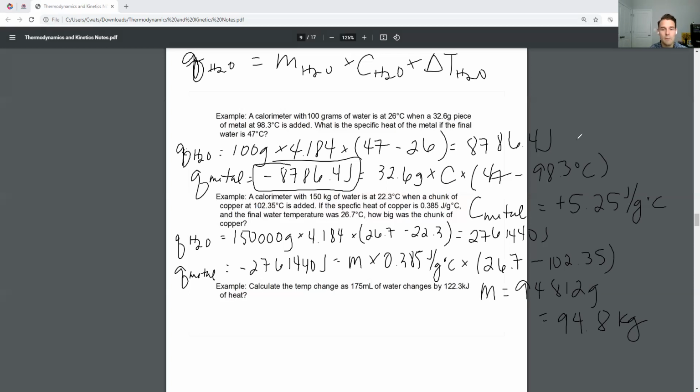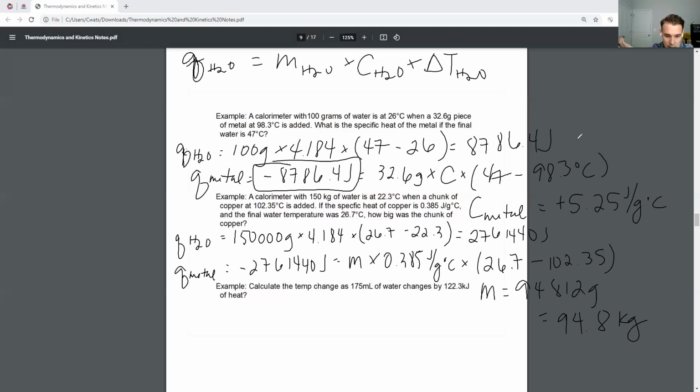Okay, so again, the main takeaway, we're using our same equation, Q equals MC delta T. We're always finding the Q of the water first, and then whatever the water did, the thing inside the water does the opposite, and then you just use that Q and determine whatever you need to find at that point.